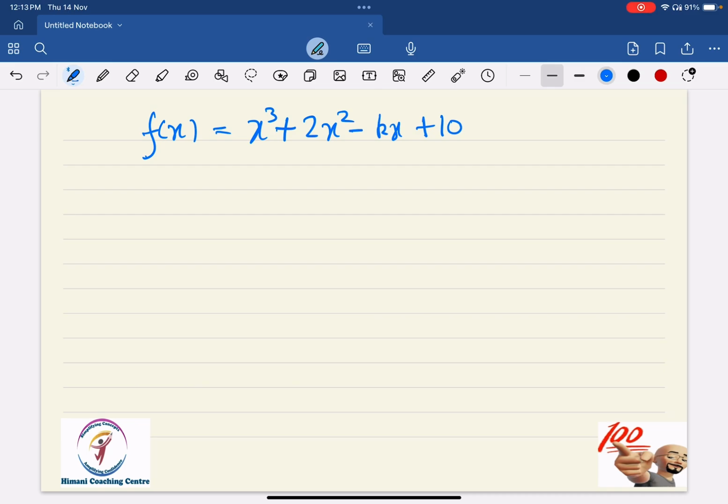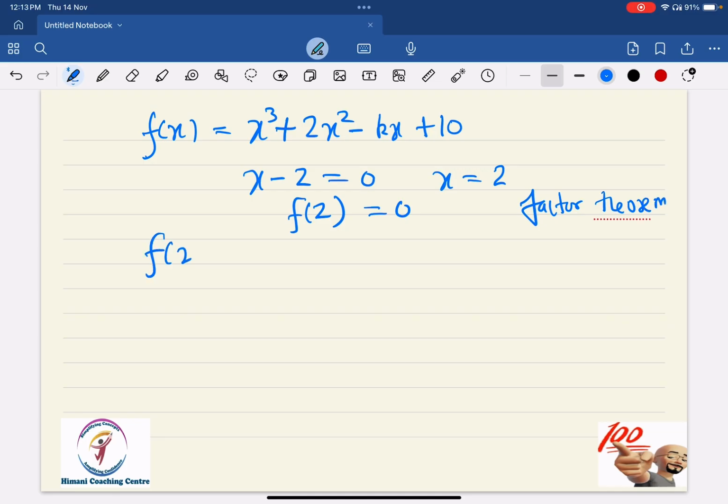Now, x minus 2 is a factor. So let us put x minus 2 equals 0 and you get x equals 2. And we will say f of 2 should be equal to 0 as per factor theorem, because the question says it is a factor. Now, how do we find f of 2? Replace x with 2. So we get 2 cube plus 2 times 2 square minus k times 2 plus 10, and all of this is equal to 0.